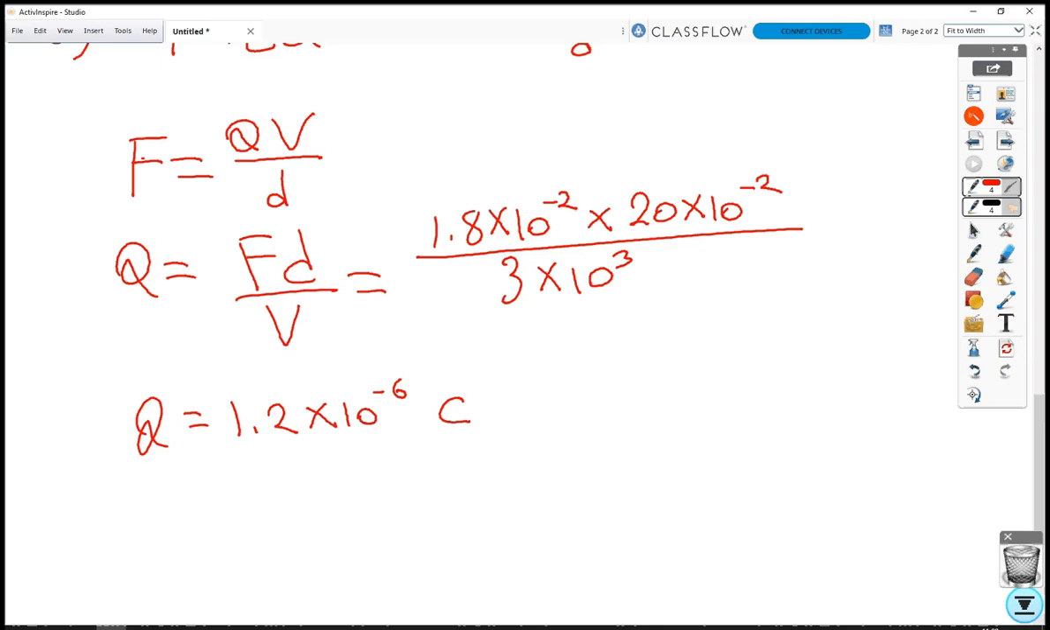Now, we don't know whether this charge is positive or negative. All we know is its magnitude, because we don't know which plate was positive and which plate was negative. The only thing we know is the potential difference between the plates. And that is the end of 7.3.3.